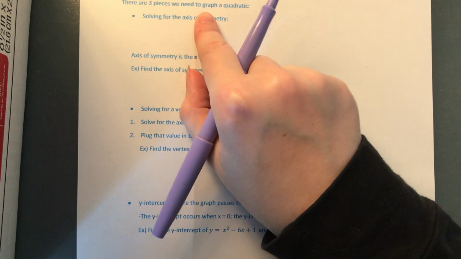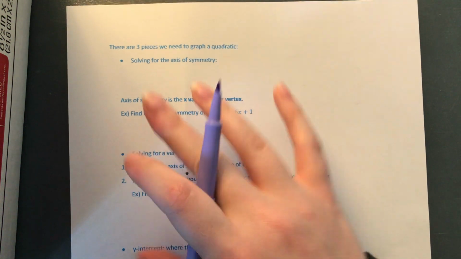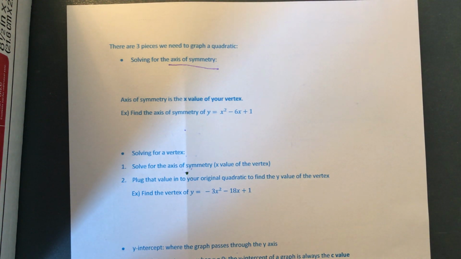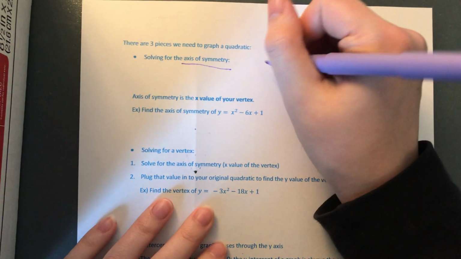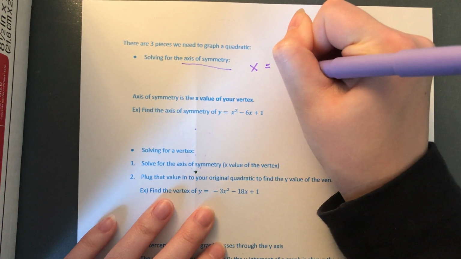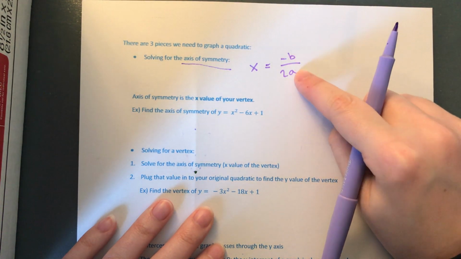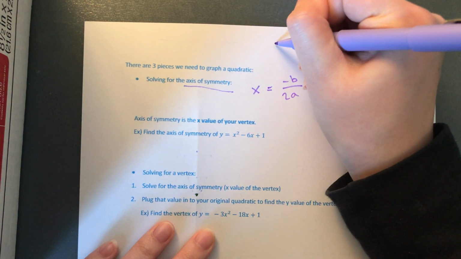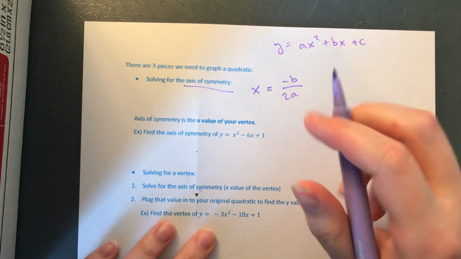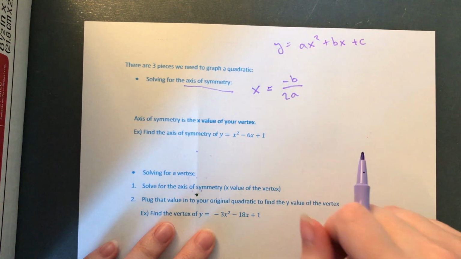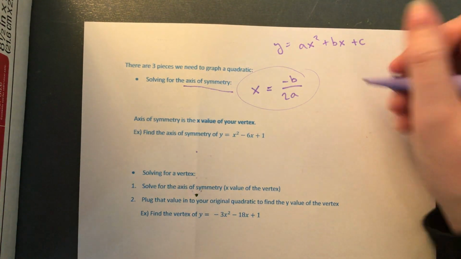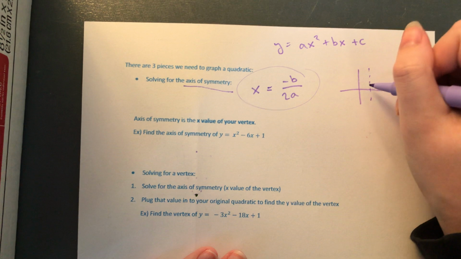All right, so there are 3 pieces that we need to graph a quadratic. So the first thing is that axis of symmetry. That's the easiest thing to solve for first off. And so there's a formula. So axis of symmetry is equal to, so it's x equals -b over 2a. Where do these a and b values come from? Well, a quadratic is y equals ax squared plus bx plus c, right? And so we pull the a and the b values from here. And so this is the formula that we're continually going to use to find the axis of symmetry. Remember, that's just the dotted line on the graph that our parabola is going to be flipped around.